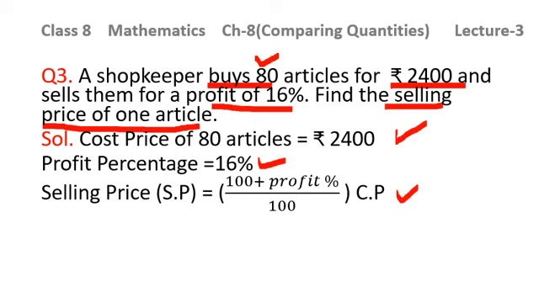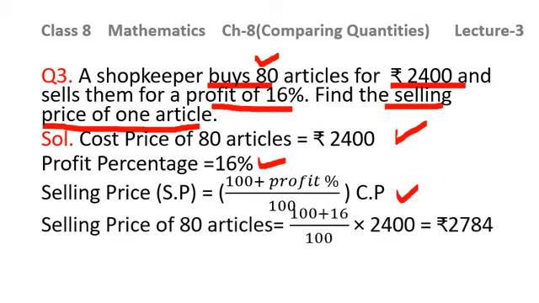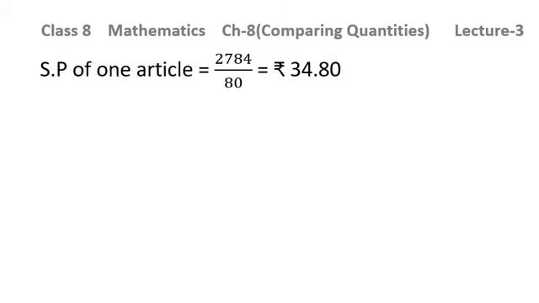This is the formula. CP of 80 articles will be (100 plus 16, as the profit percentage given to you) over 100 into CP, which is 2400. So it will be 2784. But we want the selling price of one article, so this will be divided by 80. 2784 divided by 80 gives you 34.80 rupees. So in the first case, I have solved it using the formula.